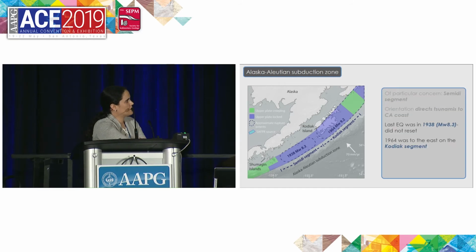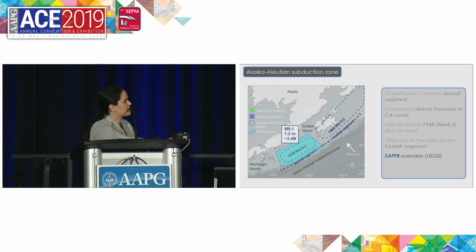The last earthquake on the Semidi segment was in 1938, which is here, but this rupture patch is a bit misleading because it didn't actually rupture the whole subduction zone interface, and it's thought that there's still some strain left there to release. 1964, which I'm sure everyone has heard about, magnitude 9.2, was to the east on the Kodiak segment. And so we have, again, this kind of suggestion of segmentation between the two events.